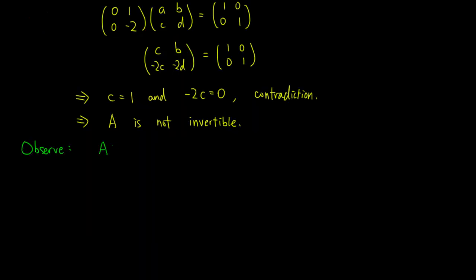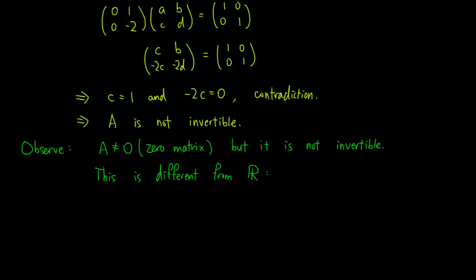Observe that A is not equal to the 0 matrix, but it is not invertible. And this is different from the real numbers, because whenever a real number a is non-zero, it guarantees that a to the -1, in other words, the inverse of a, exists. So we have to bear in mind that for matrices, even when the matrix is not the 0 matrix, it is still possible that the matrix is not invertible.